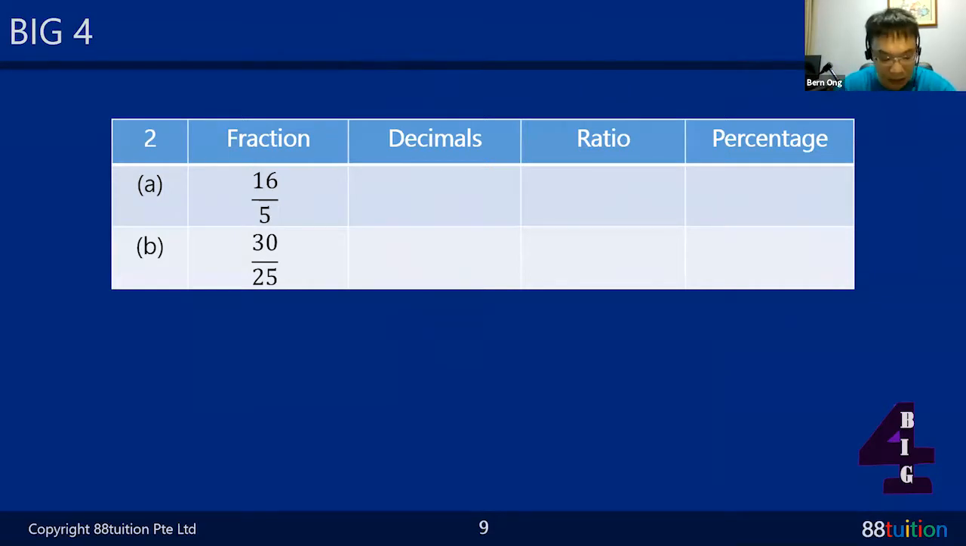Now you have a mixed number, 16 over 5. Don't panic. As a ratio is what? 16 is to 5. 30 is to 25? Can. 30 is to 25. But what's the problem? You must reduce to the simplest form. 30 divided by 5 is 6. 25 divided by 5 is 5. This is the best answer.